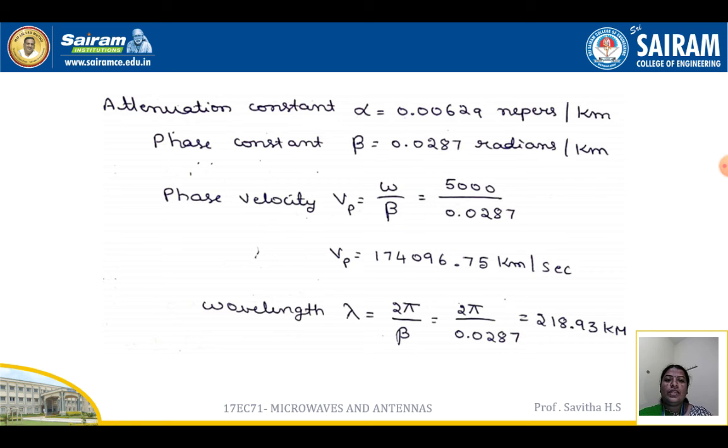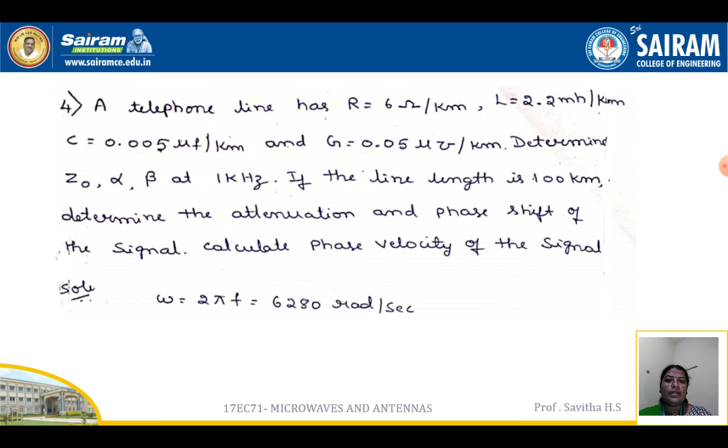So phase velocity Vp is equal to omega by beta, which is 5000 divided by 0.0287. So Vp is equal to 174,096.75 km per second. Already we know that the wavelength formula is 2 pi by beta. So we substitute the value of beta here in 2 pi by beta. I will get 218.93 kilometers.